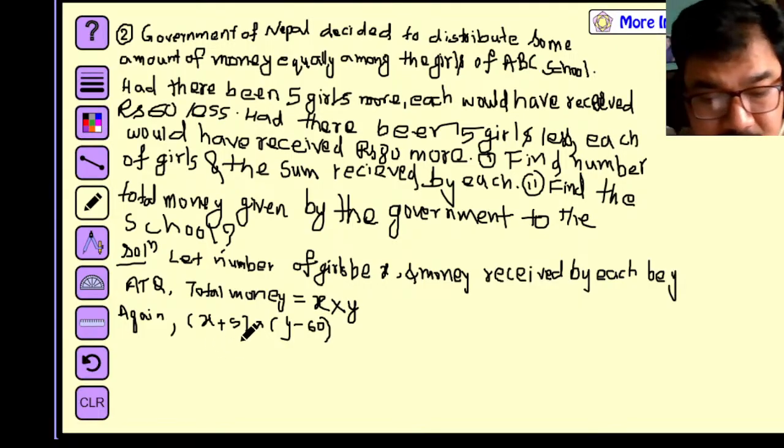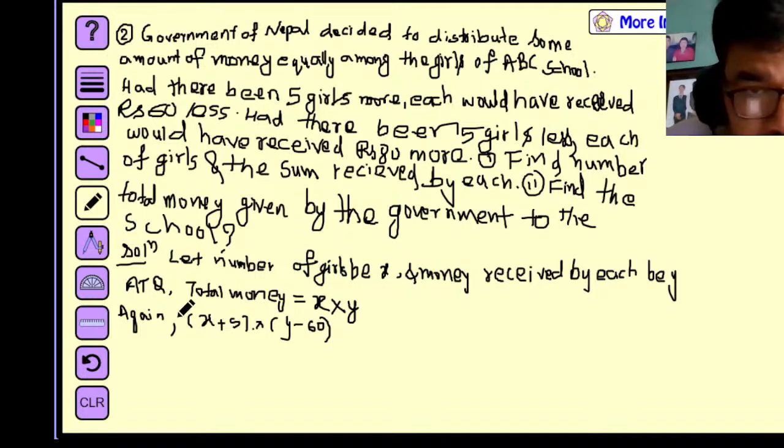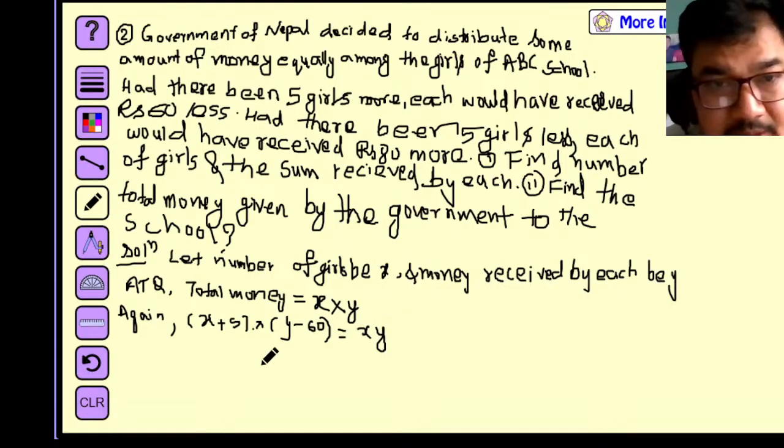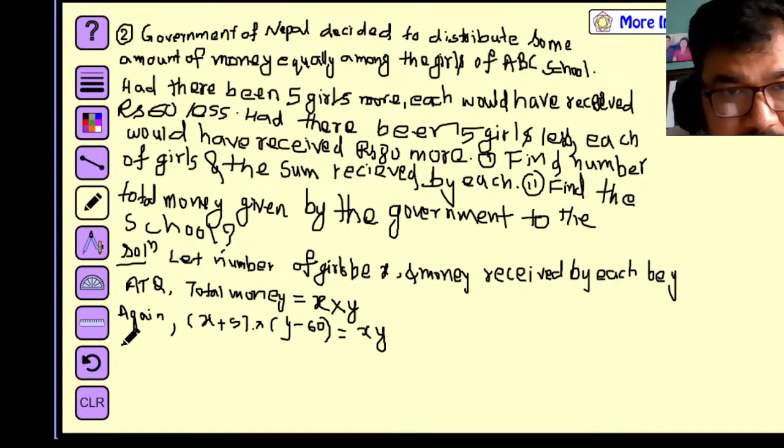Look here, when the number of girls is added and the money received is 60 less, the total money remains the same. It is not told that it has changed. Total money is xy. That's why let's remove the bracket now. What happens here?